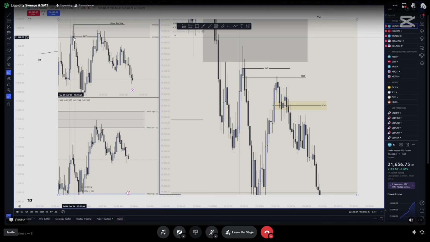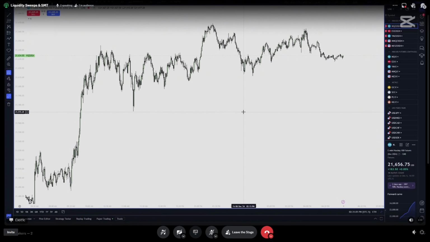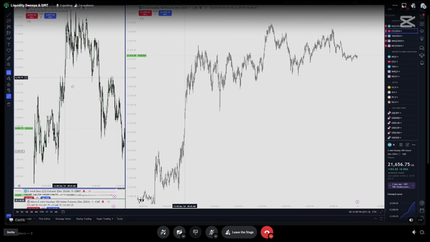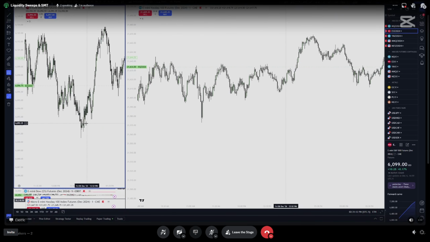Okay, cool. So this is what body SMT looks like here. We can clearly see that NQ did not take this high, so we don't have SMT with this high here, right? But we have SMT with the bodies here. Why? ES closed its body above this high here, while NQ didn't even trade above it. That's a form of body SMT right there. All right. Just wanted to show you guys that. And then we'll go over now real quick to the example I wanted to show you guys on what we want to look for when it comes to these kinds of SMTs here, right?